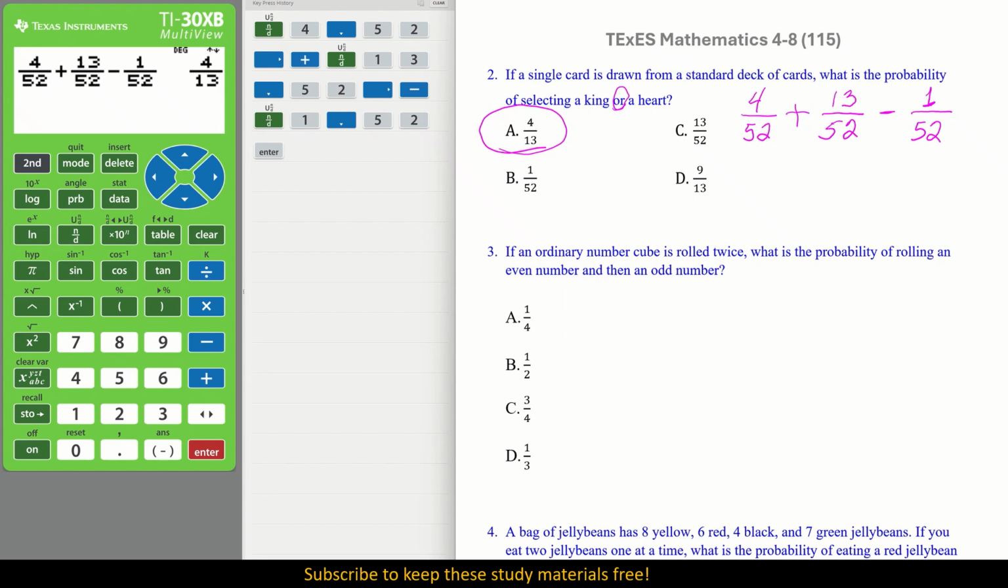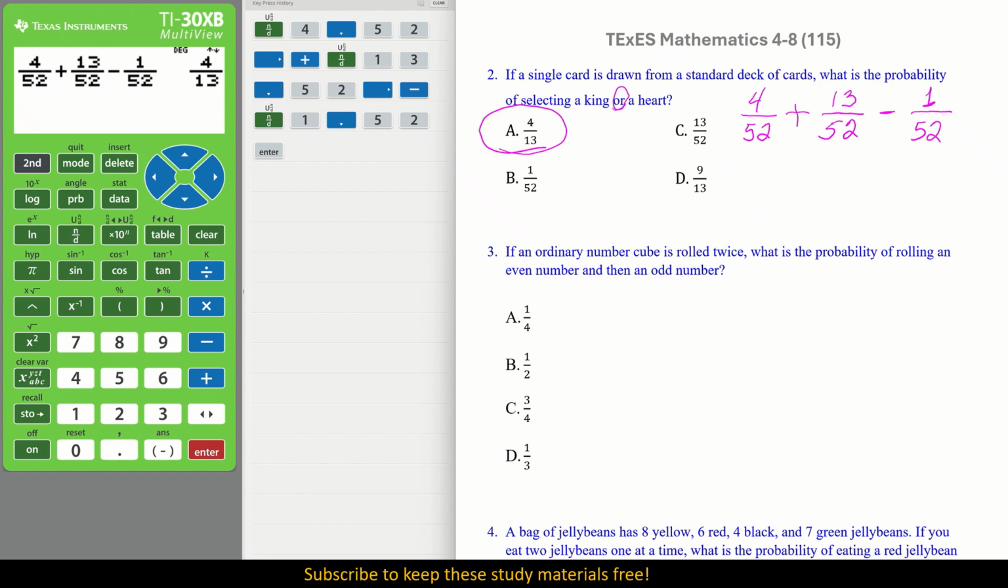Okay, now let's look at number 3. If an ordinary number cube is rolled twice, what is the probability of rolling an even number and then an odd number? First thing you need to note, those cannot happen together. How many even do we have? 2, 4, 6, that's 3. How many odd do we have? 1, 3, 5. That's 3 out of 6.